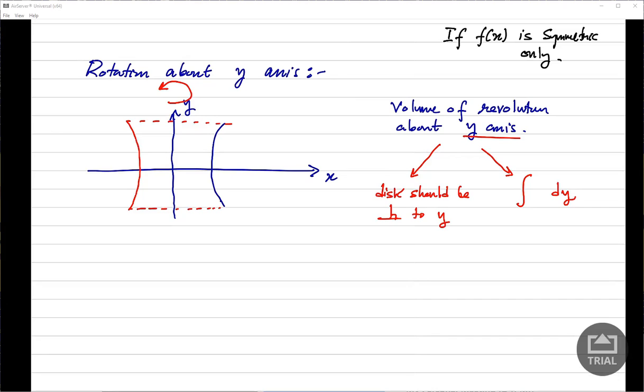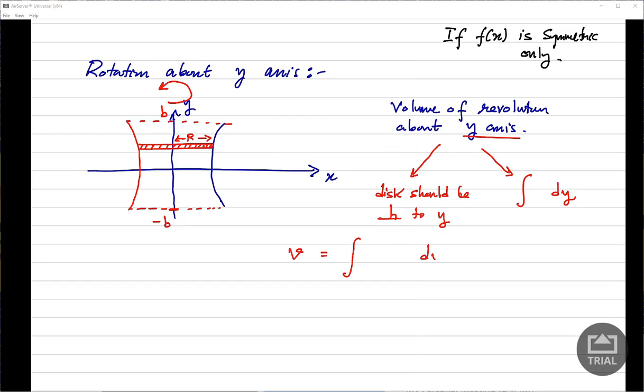Now here you find the disk. This is the disk. Now what you have to do is have all of these in the figure. So suppose this is my minus b, here it's b, right? And this is your r now. Okay. So now the volume would be an integration.